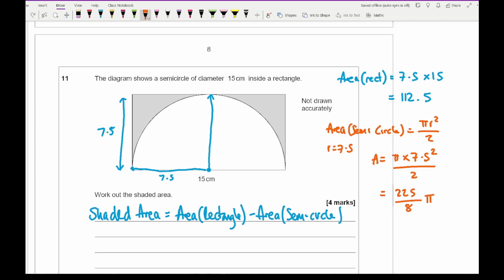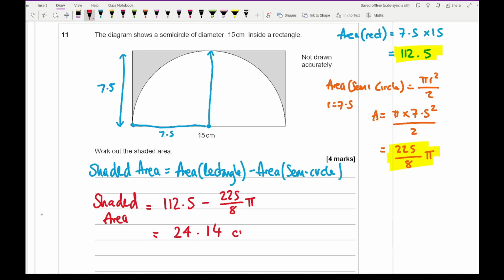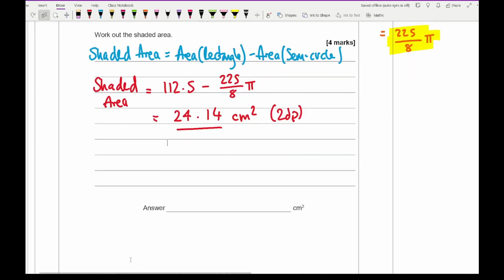So then all that's left for me to do is take away the area of the semicircle from the area of the rectangle. So on the calculator, I could just write the shaded area is going to equal 112.5 minus 225 over 8 pi. And if you've written that as a decimal, then that should be absolutely fine. But your final answer should look something like this. And that's been rounded to 2 decimal places. Now, if you round it to 1 decimal place, that's absolutely fine. Just make sure you are writing whatever you have rounded your answer to.